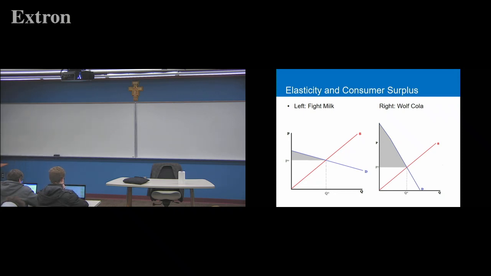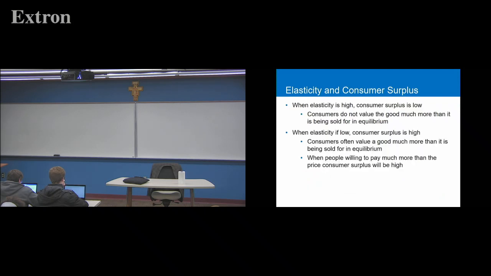The basic idea: if people are very sensitive to price, and price is going to impact the amount that they're going to buy, they have less consumer surplus than in the case where people are not as sensitive to price, where they're willing to pay a lot more. And that's basically what I say here.